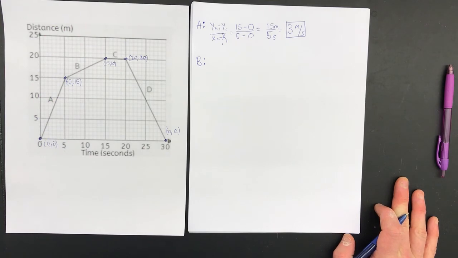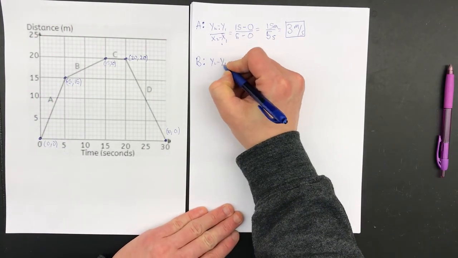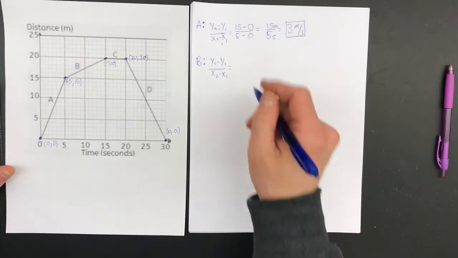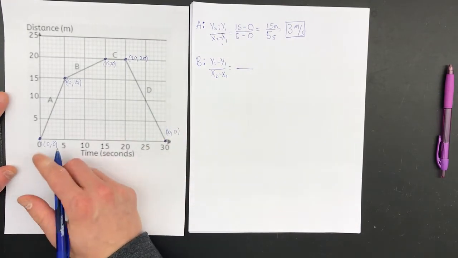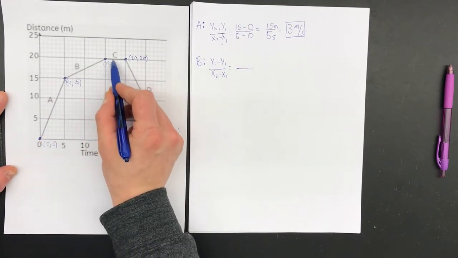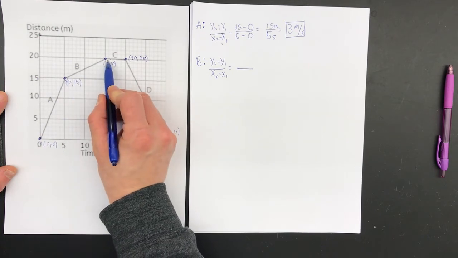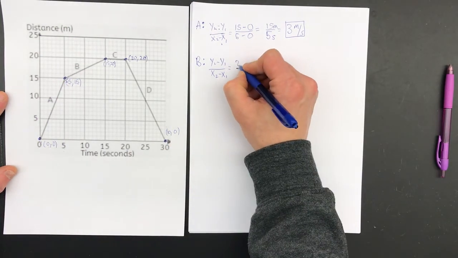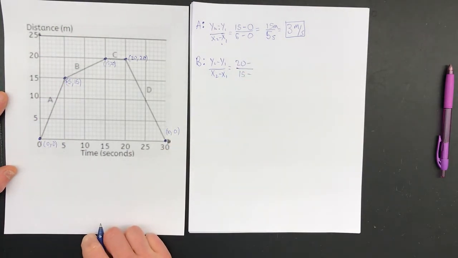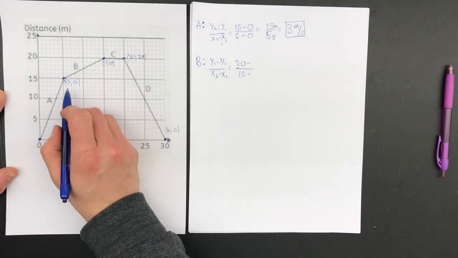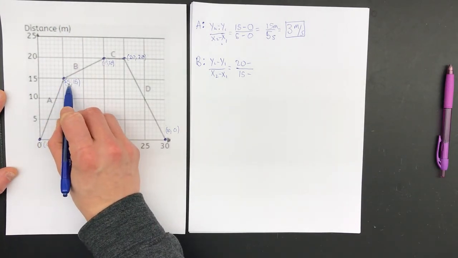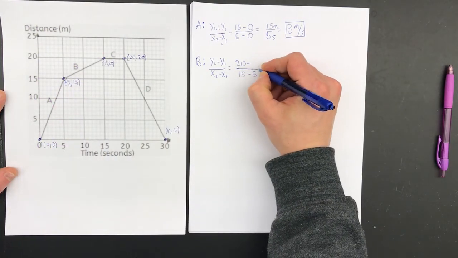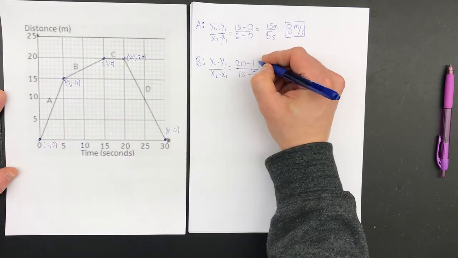So segment B, let's do. Again, we're going to use the point slope formula, y2 minus y1 over x2 minus x1. Remember, y2 and x2 come from the end point on the line segment. So the end of B, it's 15, 20. 15 is the x, so that's x2. 20 is the y, so that's y2. All right? So at the beginning of B, it's x1 and y1. So x1 is 5, and y1 is 15.